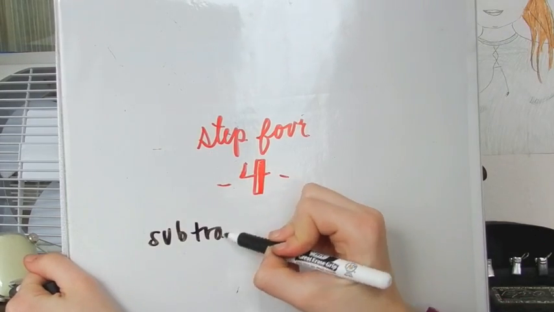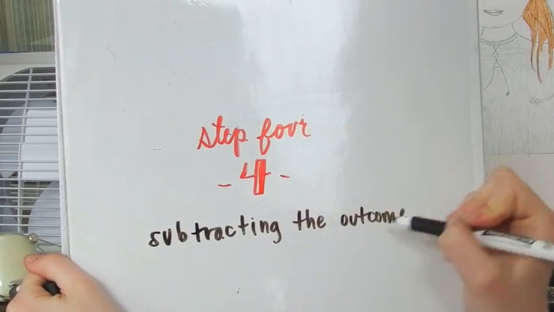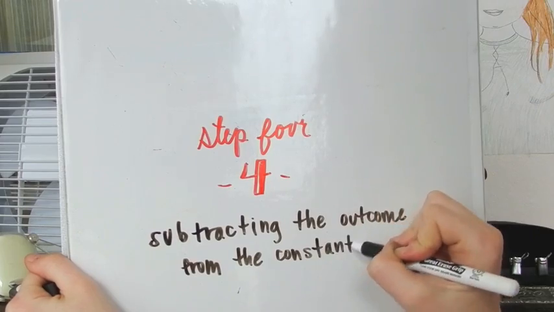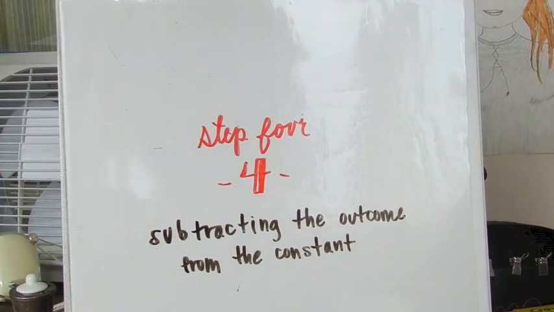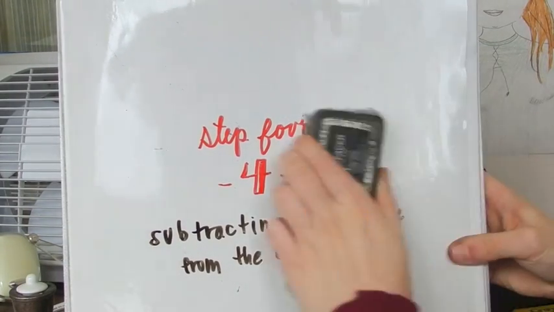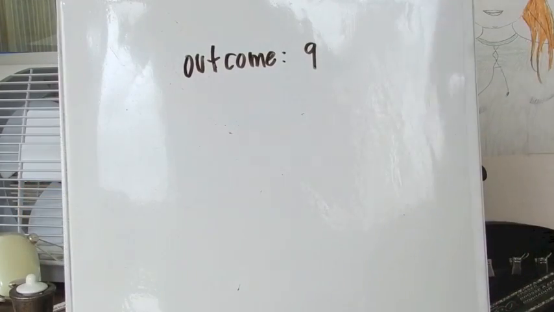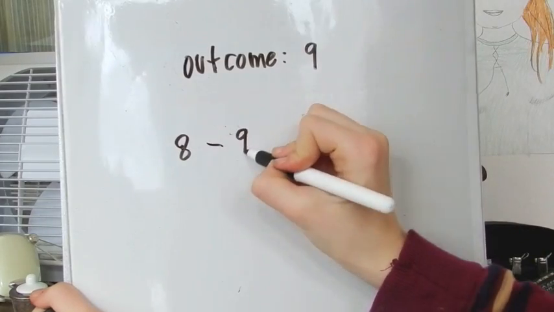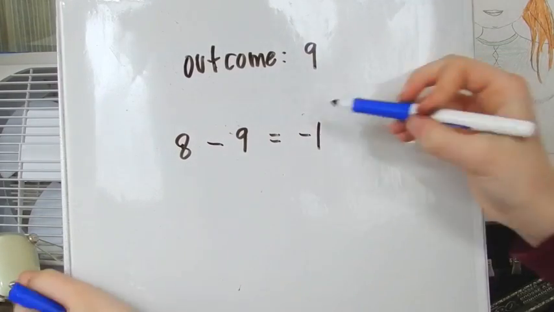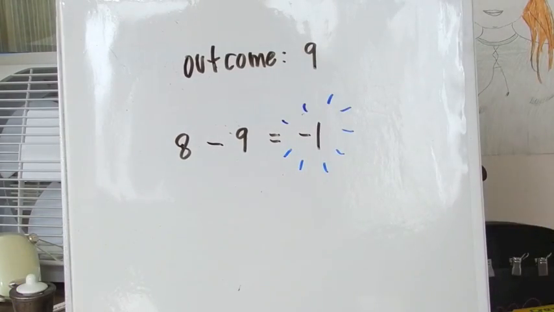Step 4. Subtracting the outcome from the constant. Because it's a leftover term, the outcome that was created when we multiplied now has to be a part of the equation. We take the outcome and subtract that number from the constant. In our example, we get -1.